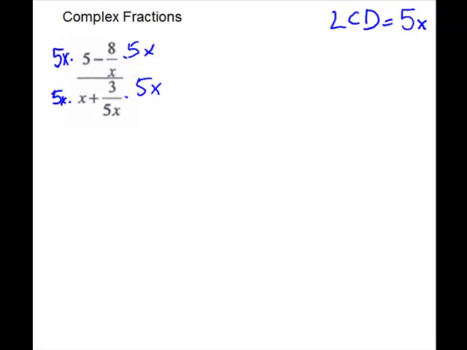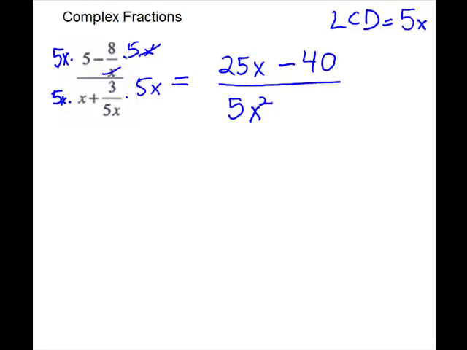Then we will clean up. On our first term, we actually will just multiply there. 5x times 5 is 25x. On the fraction, that x will cancel. So we have minus 40 over. On the denominator, 5x times x is 5x squared. And the second term, we can divide out the 5x. So we get a plus 3.